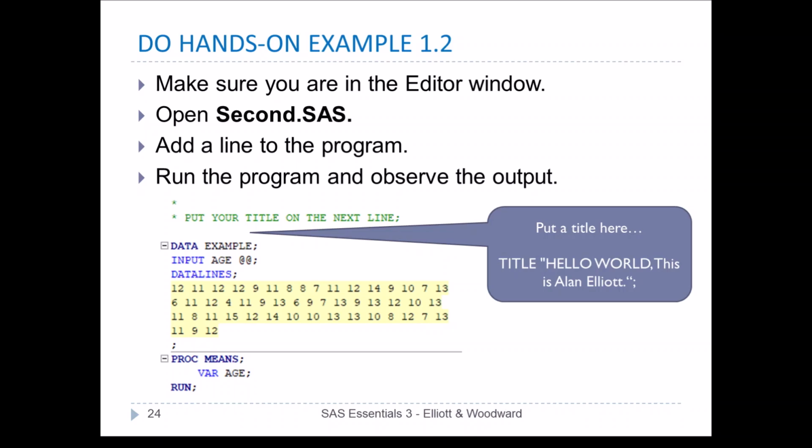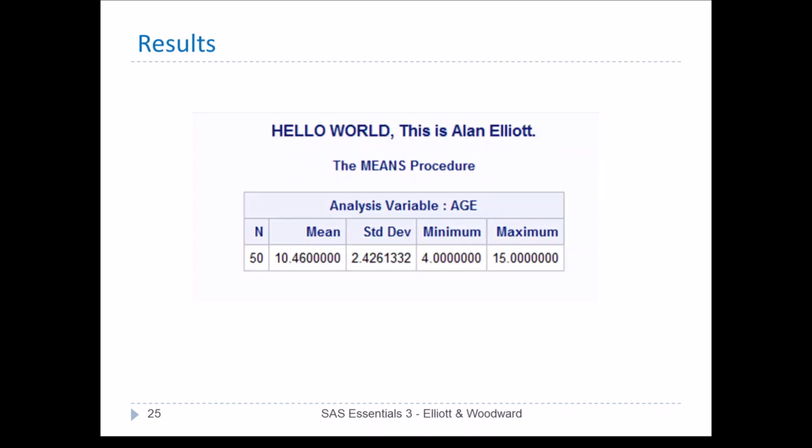You're going to type in title, quote, Hello world, comma, this is whatever your name is, end quote. It's important to have a beginning quote, end quote, and then a semicolon. Once you've typed in that information, then you can run the program and look at the output. And this is similar to what it should look like. Hello world, this is Alan Elliott. So we've shown you how to add something to your file. You've added a title here.